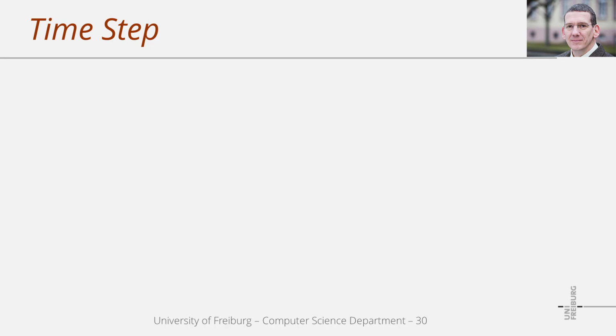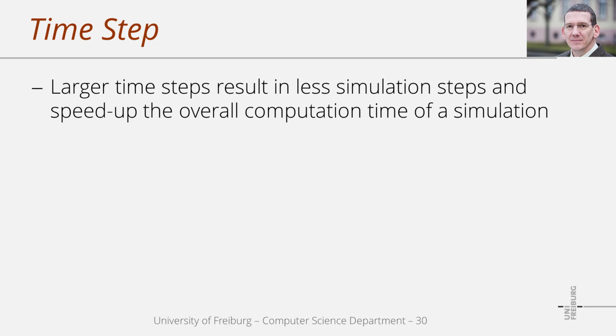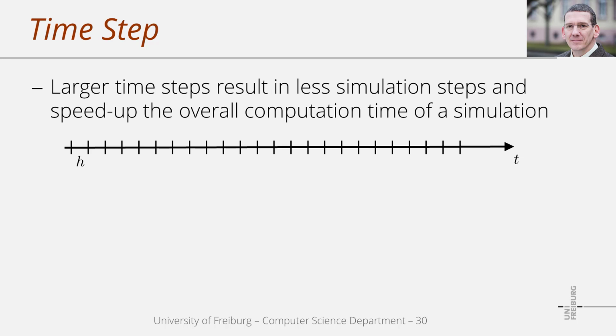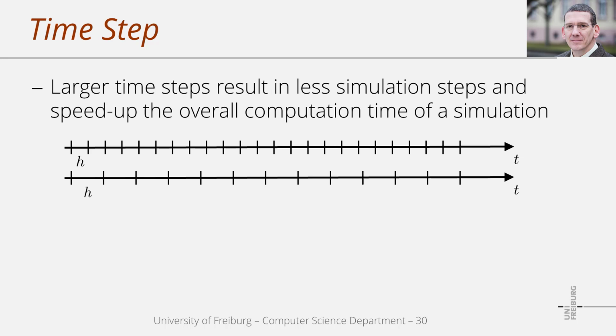This is also discussed here on this slide. If we can choose larger time steps, then we need to compute fewer steps, and the overall computation time is probably reduced. The illustration here indicates the simulation steps that we compute for two different time steps h. If h is smaller, then we need more time steps to compute a certain time frame. If h is larger, then we compute fewer steps for the same time frame.